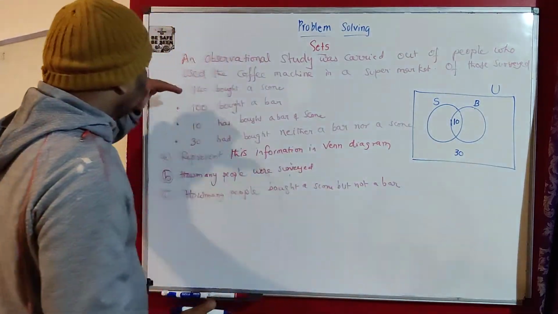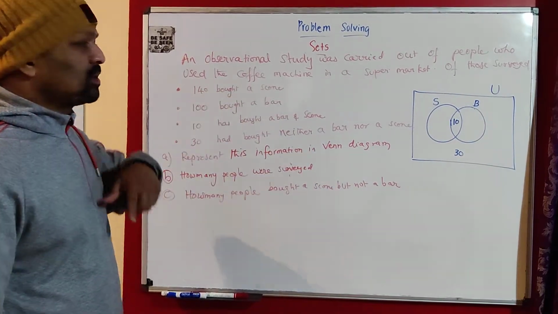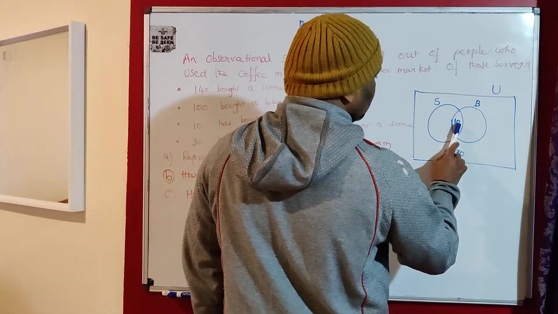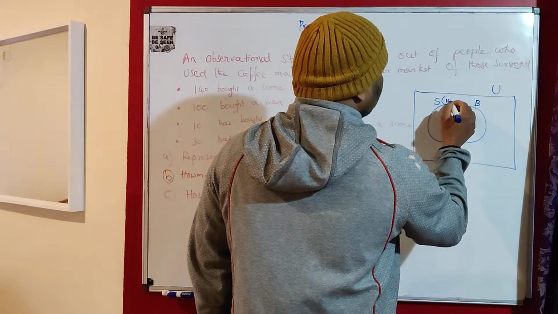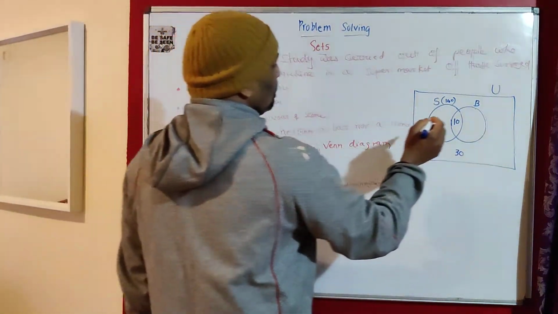Let's go back to the first statement. 140 bought a scone. So this one here plus this one here should be equal to 140. So S is 140 here, right? And B, how many people bought a bar? 100 people bought a bar.